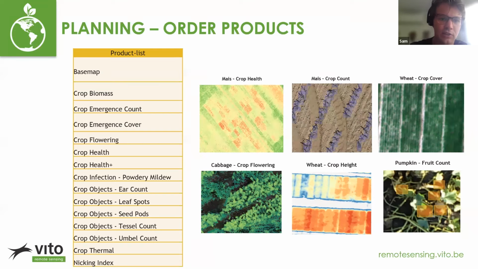And so these can include basic things like your base map, as well as crop health using multispectral. And then, as I mentioned, object detection applications such as crop count in maize, fruit counts in pumpkins, as well as many other things. We can look at flowering when you have maps of flowering or other kinds of crop cover maps, as well as, of course, the height products and many others.